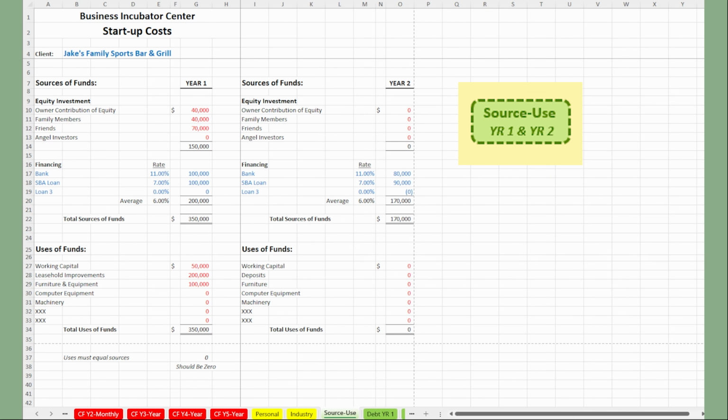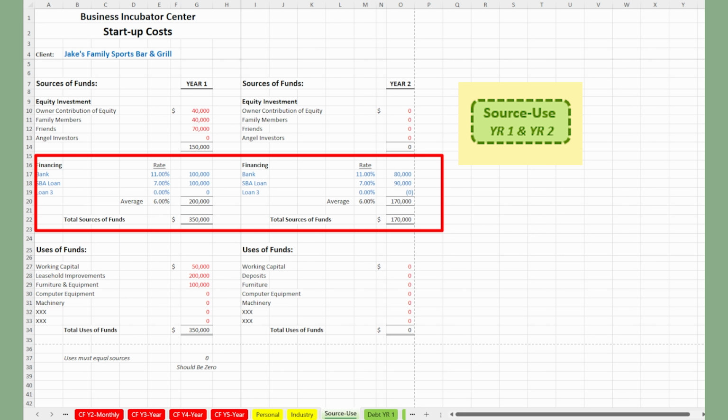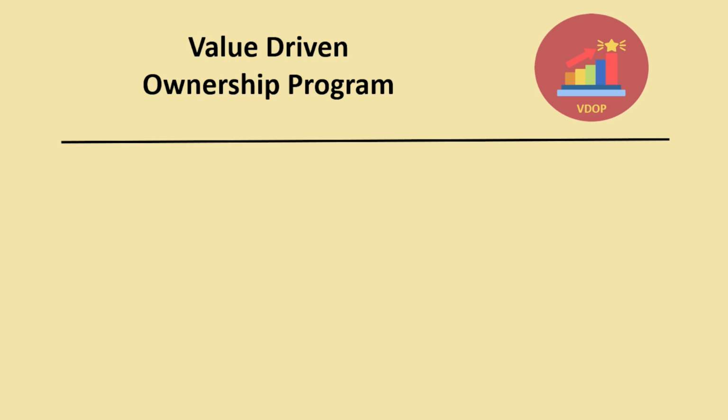On the Source-Use tab, called Startup in the basic model, you enter the sources of funds and the uses of funds for 1 year in the basic model and for 2 years in the enhanced model. Sources includes financing in the form of loans. In both models, you enter loans and interest rates. In the enhanced model, however, you enter this information on a different tab.